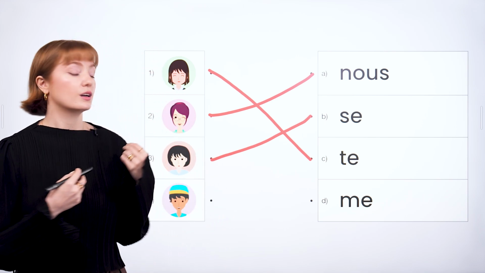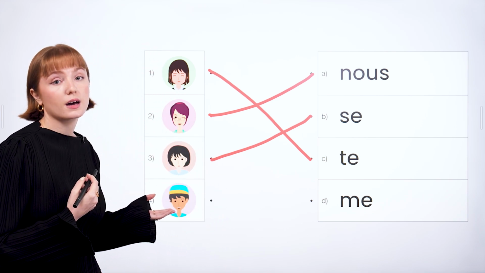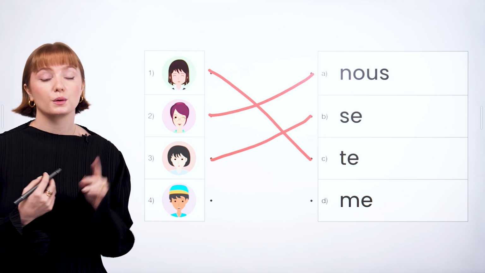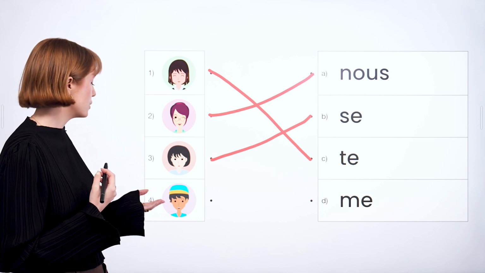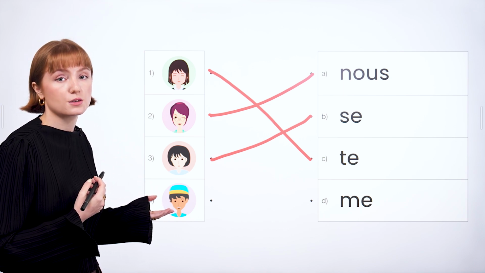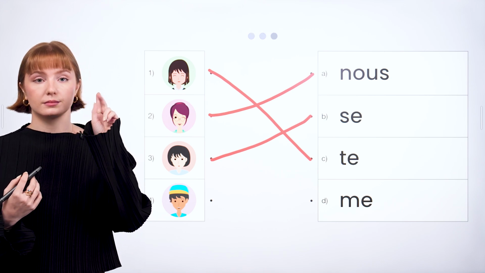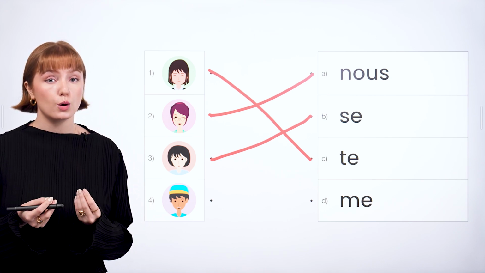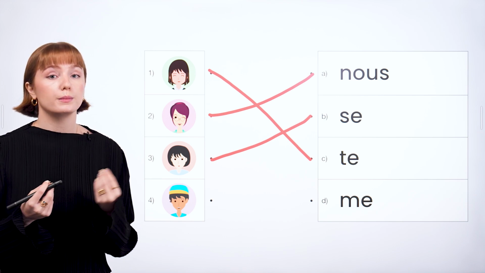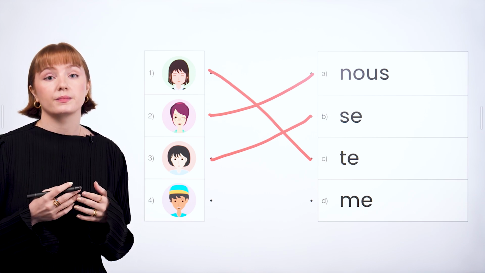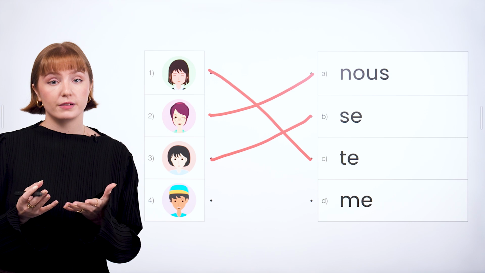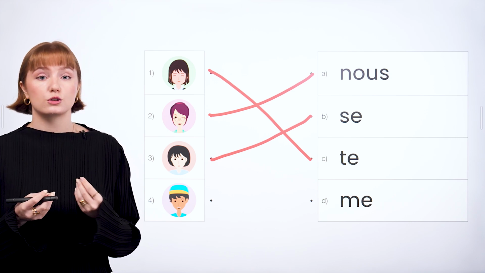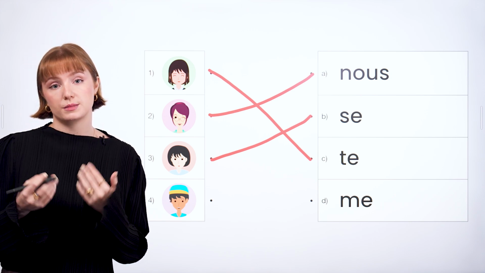And, je me lève à 7 heures. One more time. Je me lève à 7 heures. Did you hear me? Me, meaning myself, is used before a reflexive verb to show that the subject is doing the action to themselves.